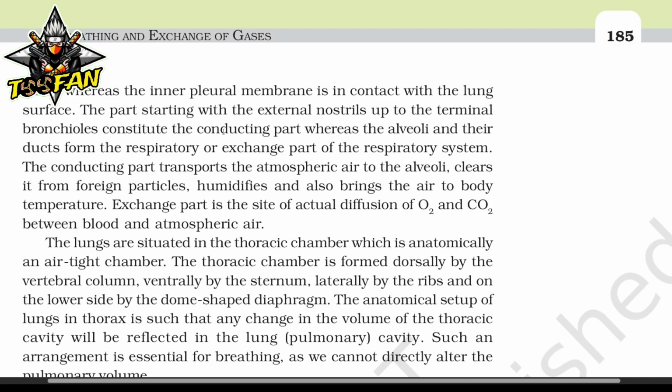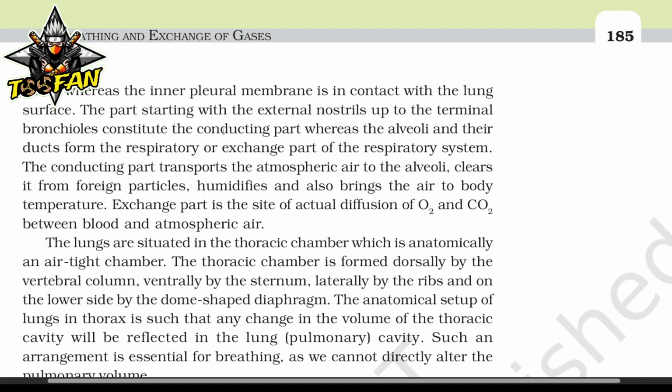The conducting part transports the atmospheric air to the alveoli, clears it from foreign particles, humidifies it, and also brings the air to body temperature. Exchange part is the site of actual diffusion of oxygen and carbon dioxide between blood and atmospheric air. The lungs are situated in the thoracic chamber, which is anatomically an airtight chamber. The thoracic chamber is formed dorsally by the vertebral column, ventrally by the sternum, laterally by the ribs, and on the lower side by the dome-shaped diaphragm.